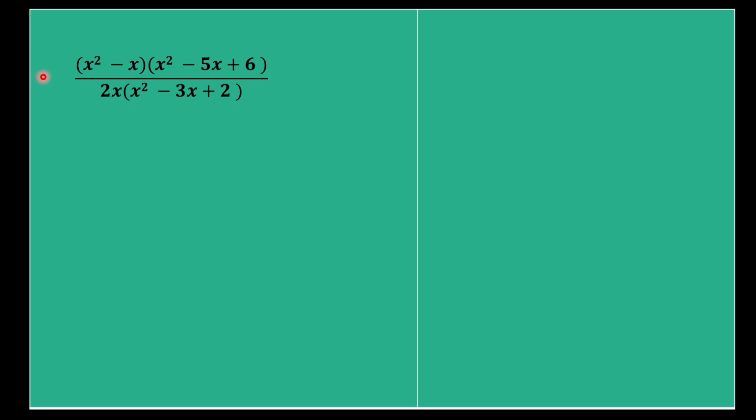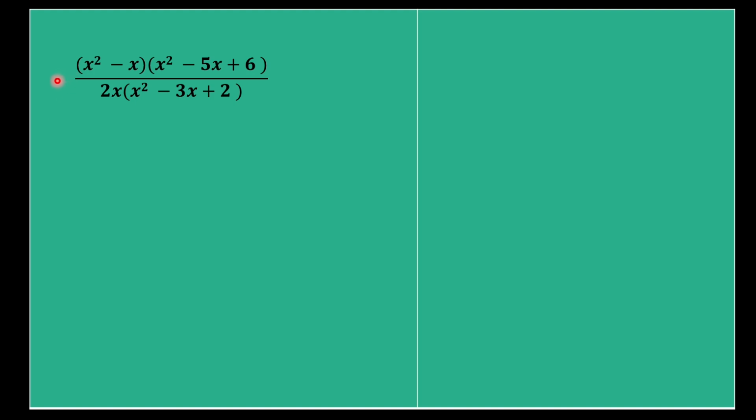Hello guys, this is our given question: (x² − 6)(x² − 5x + 5) divided by 2x(x² − 3x + 2). This question is an algebraic expression, and this is not an algebraic equation. So what is the difference between an algebraic expression and an algebraic equation? You must know the difference.